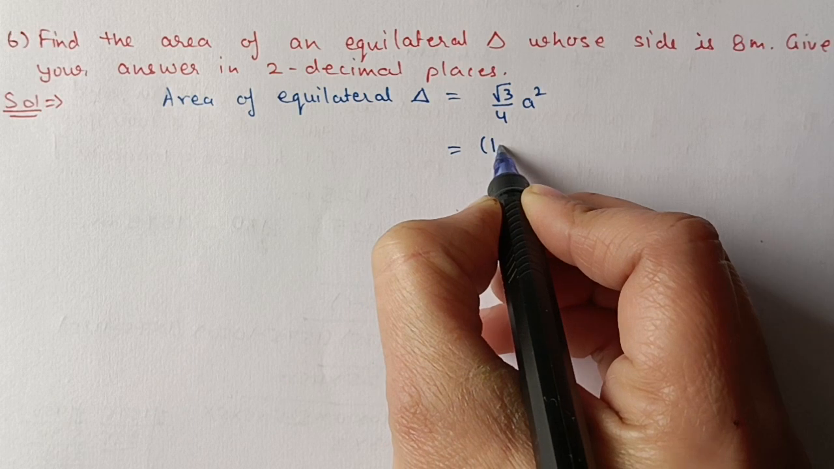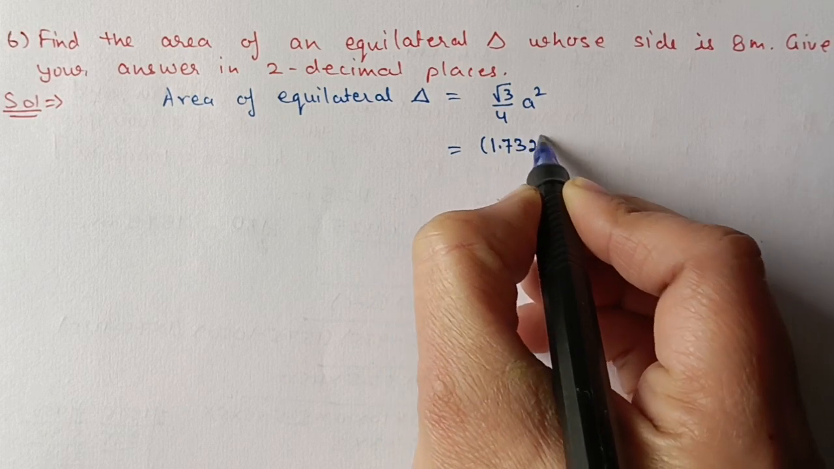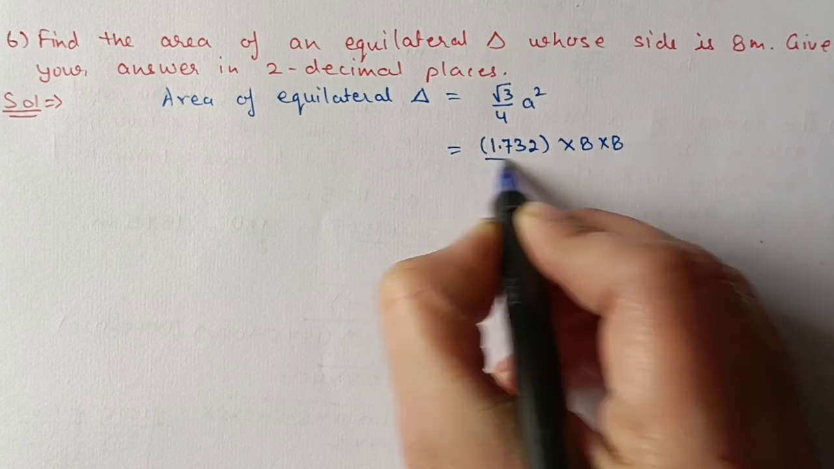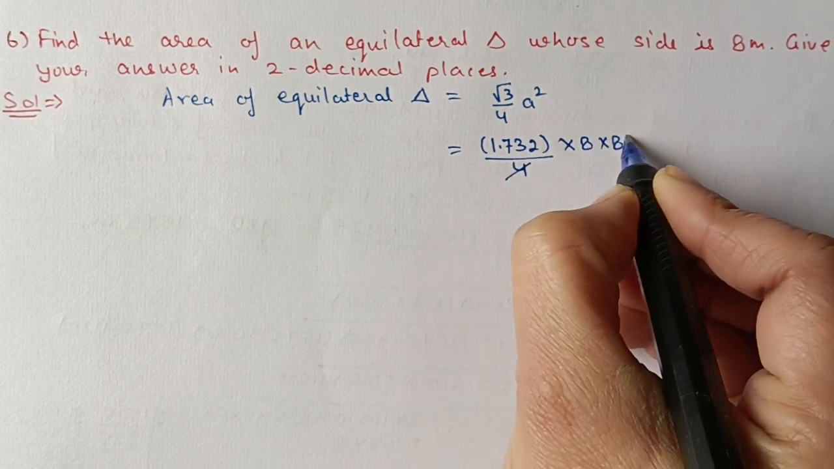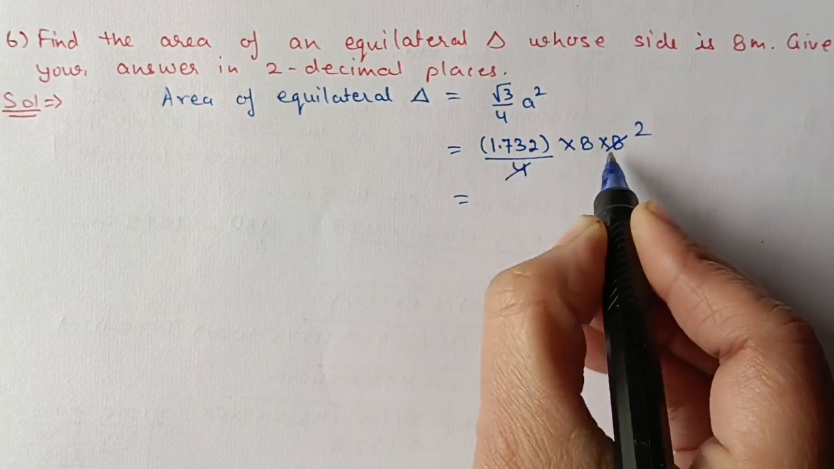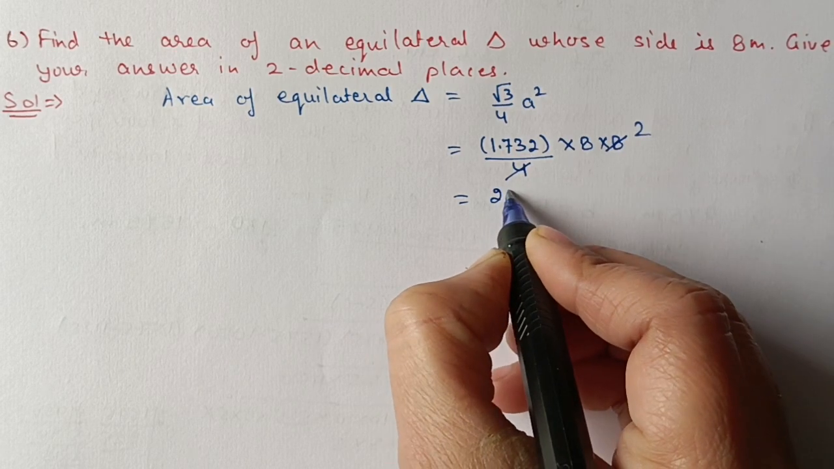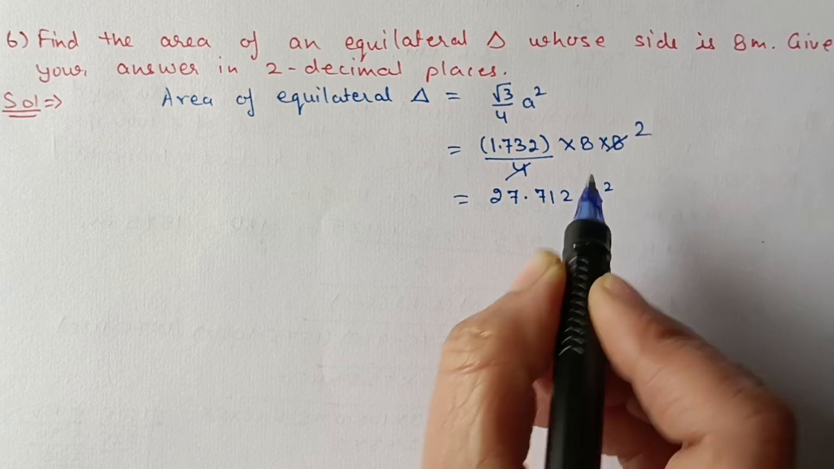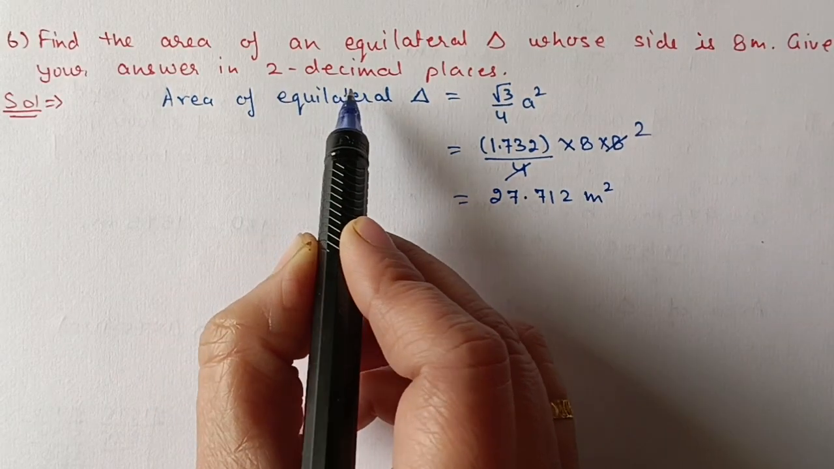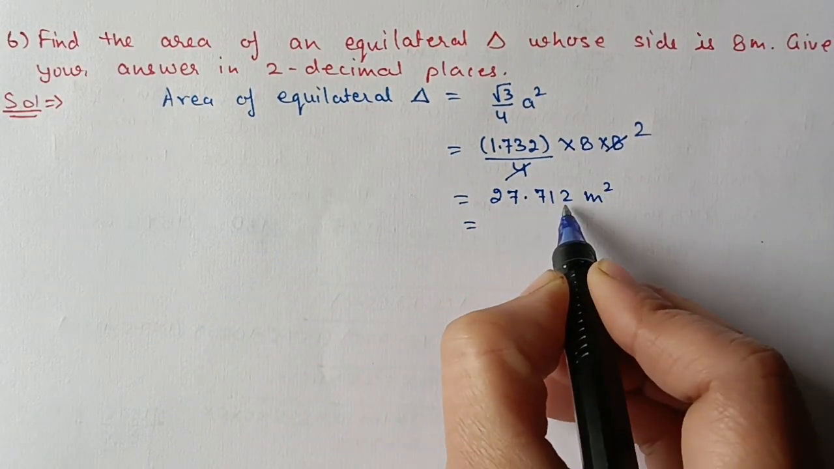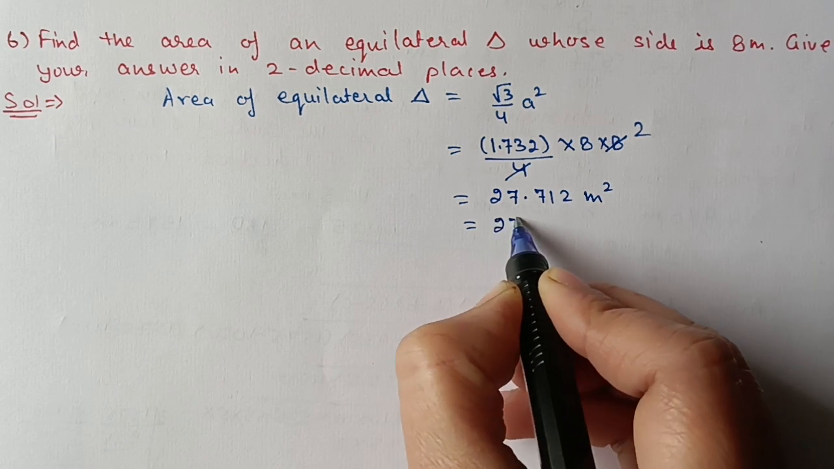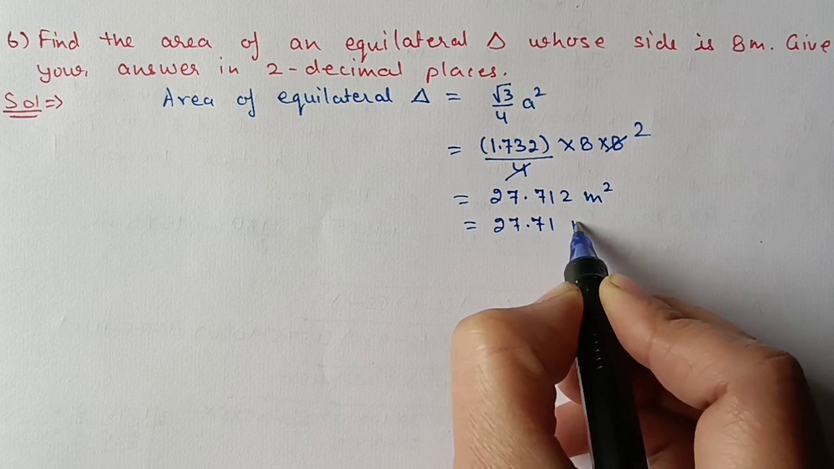Root 3 value is 1.732. A is 8. A square means 8 into 8 by 4. 4 to 8 you can cancel out and multiply all these numbers. 27.712 meter square we are getting. We have to give our answer in 2 decimal places. So we will see the third place. This is less than 5. So we will leave it like this only, 27.71 meter square.